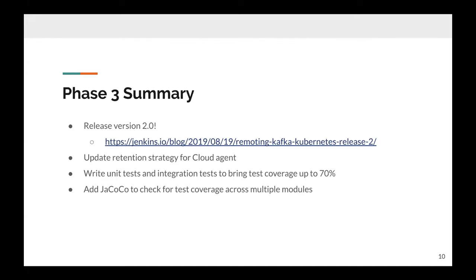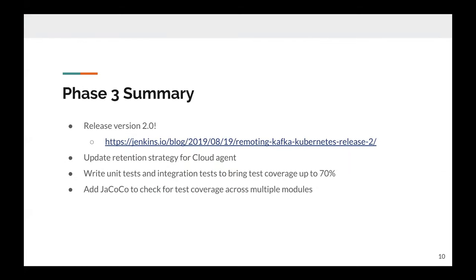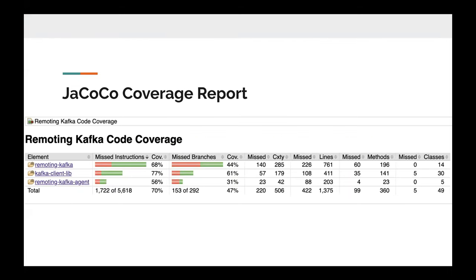In phase three, I also wrote lots of unit tests and integration tests to bring test coverage up to 70%. I added JaCoCo to the Maven project so we can check the coverage in a multi-module Maven project. Using JaCoCo, we can see the instruction coverage and branch coverage, and the instruction coverage is roughly 70%.